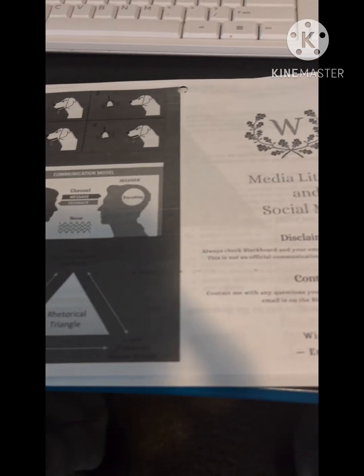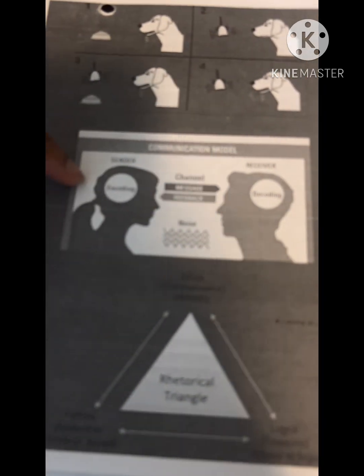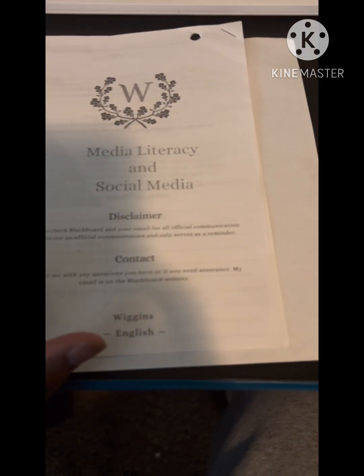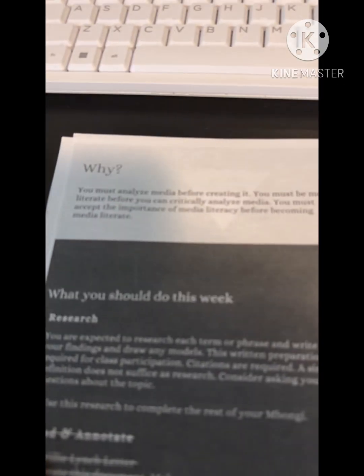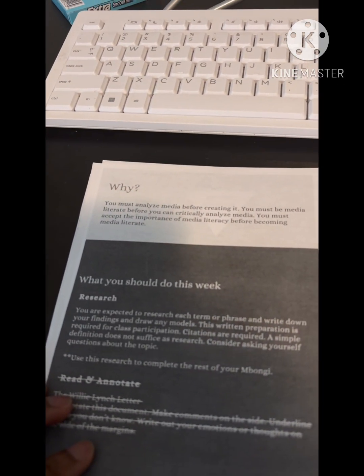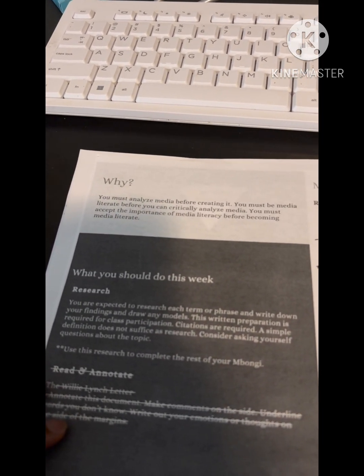So for this next Mbongi, we have the second one. This one is fairly different. This one has a dog example right here, the communication model at the bottom, and the rhetorical triangle. Right here we have media literacy and social media. And inside we have: you must analyze the media before creating it, and you must be media literate before you can critically analyze media. You must accept the importance of media literacy before becoming media literate.